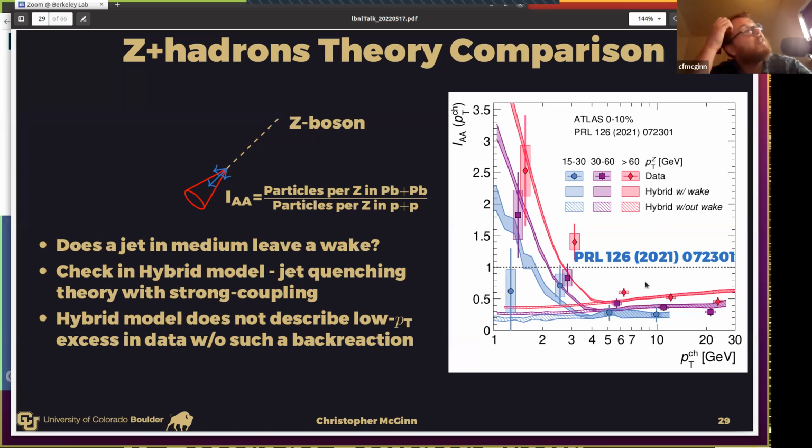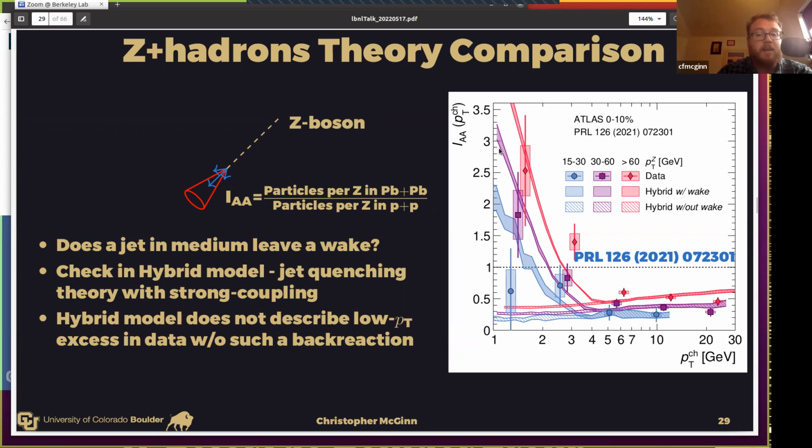And what you find is that you can get the high PT behavior without a wake just fine. And I think that makes sense. Your medium interactions tend to hit your hardest fragments, make them softer. But where the wake is necessary is in describing the low PT behavior. Getting the soft particle excess doesn't really happen when you don't have the wake implemented, the medium response implemented. However, when you have the medium response implemented, you see that lost energy to the medium is redistributed to softer particles within that delta phi window we described, such that when you add the wake to the hybrid model, you now get this behavior qualitatively.